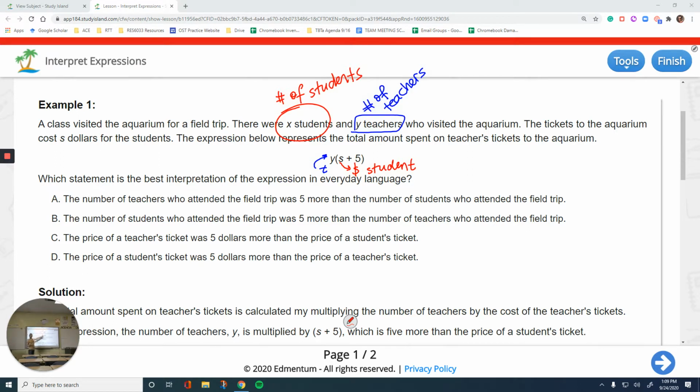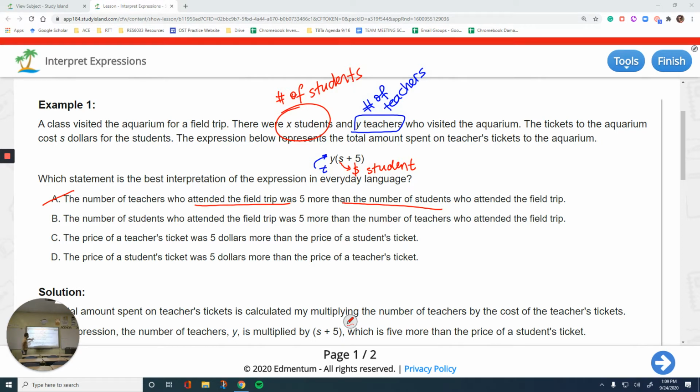Now, I want to bring your attention to here. This plus 5 was about the dollars. So that's like $10 for a student's ticket, and I'm adding 5 on top of it. So I'm talking about the amount that was spent for a teacher's ticket, because Y was the number of teachers. If I have 30 teachers, and I'm spending that much money each, when I multiply them, that shows me the total amount that is spent for the teachers' tickets. So I'm not talking about the number of students and teachers. I'm talking about the total amount we spent for the teachers' tickets.